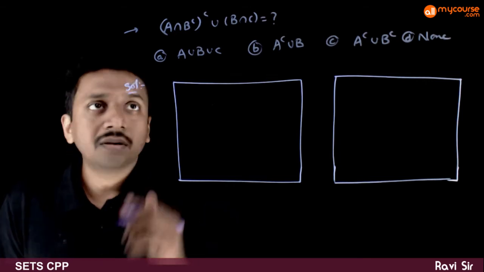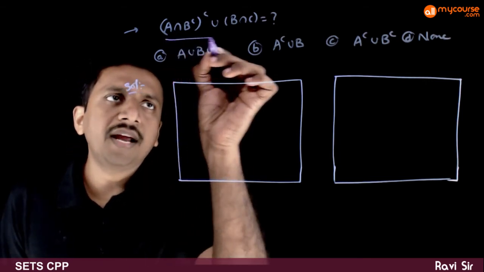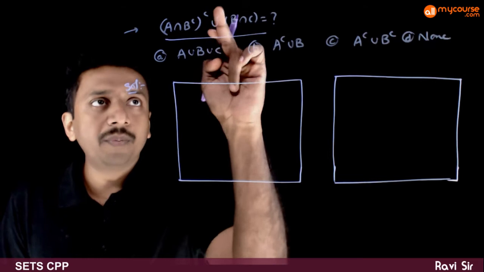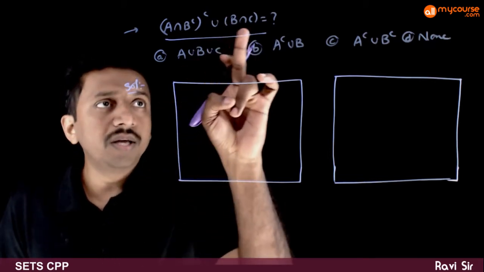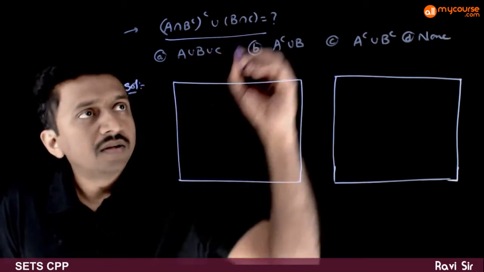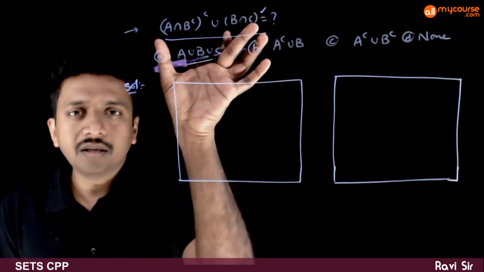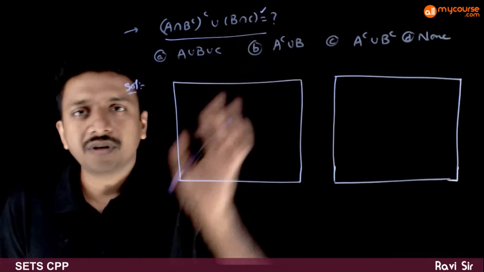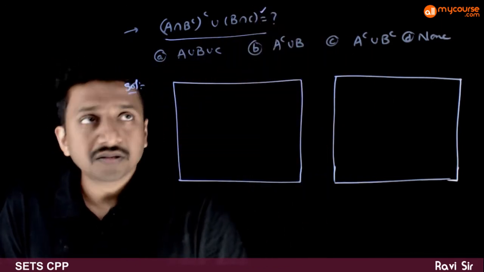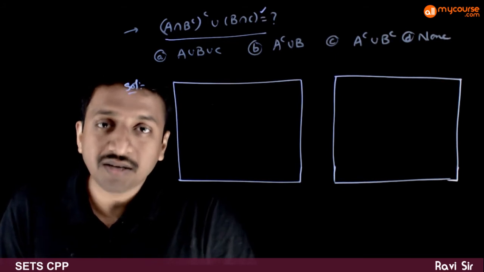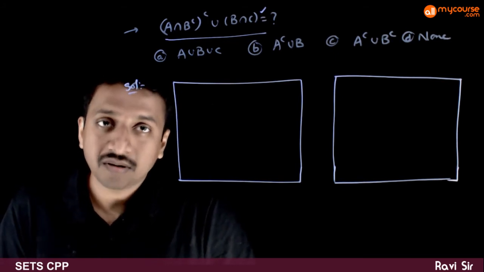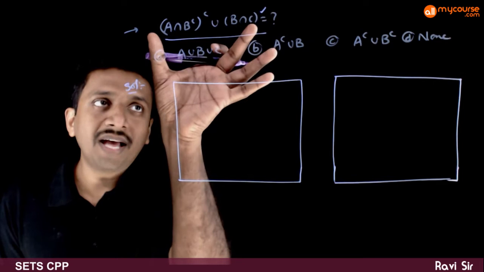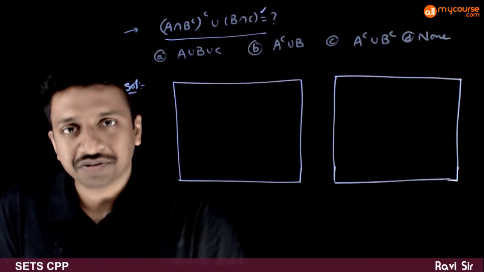So in this question, you're given the set (A intersection B complement) whole complement union (B intersection C). So this whole set is equivalent to which of these? These type of questions can be very easily done using Venn diagrams. So first let us draw the Venn diagram corresponding to this expression.